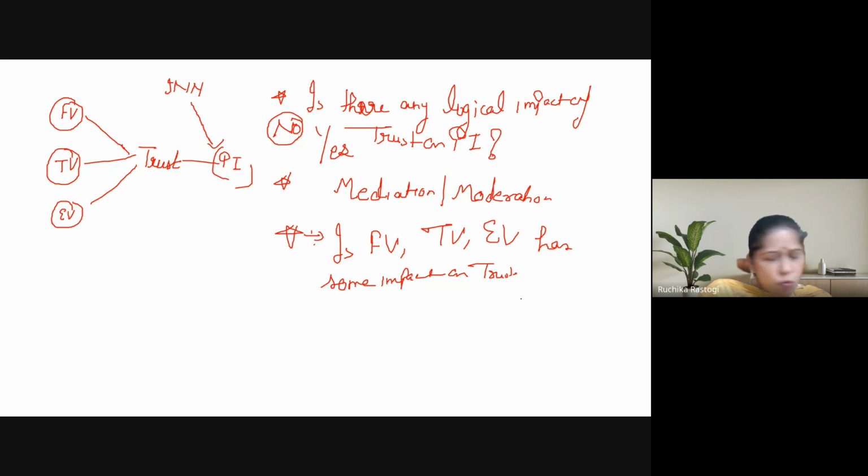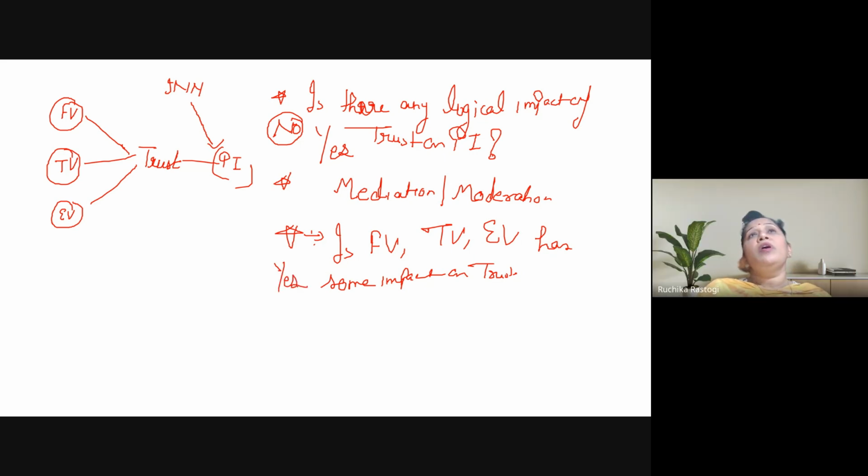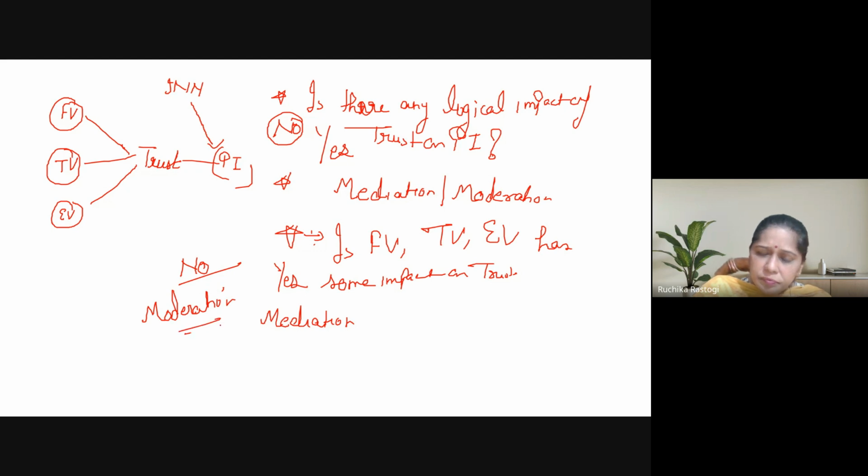For FV and TV, it is yes, no? For EV also, ma'am, because whenever you see the advertisement of insurance, and when they try to show you that somebody's photo is hanging on the wall, the emotional values also create a trust which leads to purchase intentions. So remember that if the answer is yes, it is mediation, and if the answer is no, there is a moderation. Is it clear?